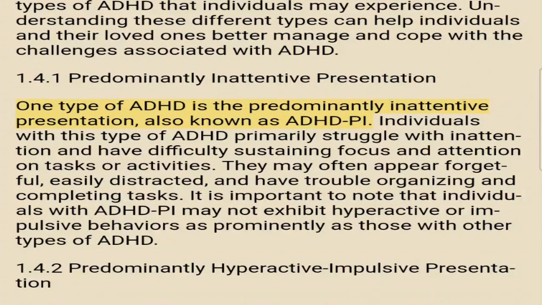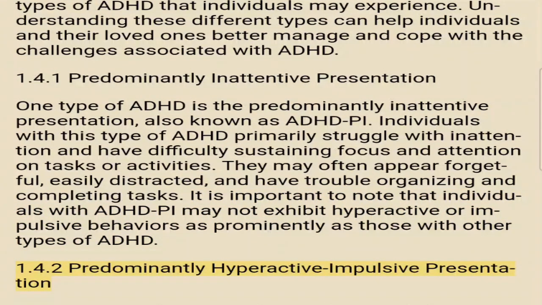One type of ADHD is a predominantly inattentive presentation, also known as ADHD-PI. Individuals with this type of ADHD primarily struggle with inattention and have difficulty sustaining focus and attention on tasks or activities. They may often appear forgetful, easily distracted, and have trouble organizing and completing tasks. It is important to note that individuals with ADHD-PI may not exhibit hyperactive or impulsive behaviors as prominently as those with other types of ADHD.